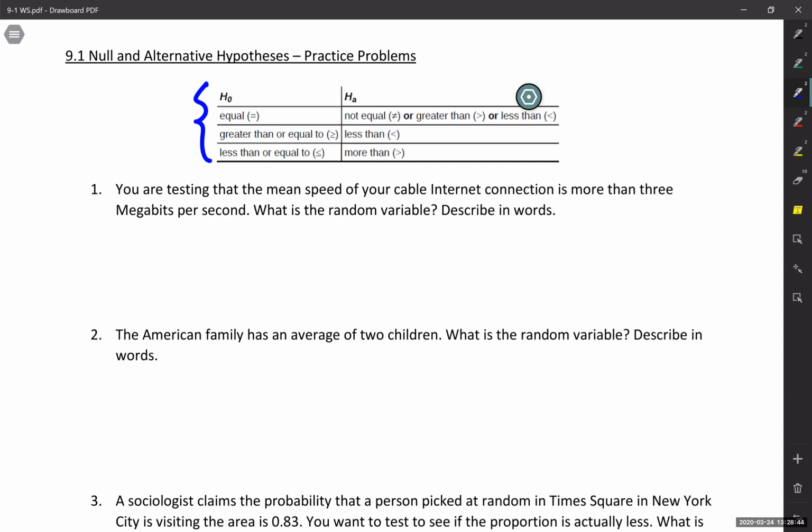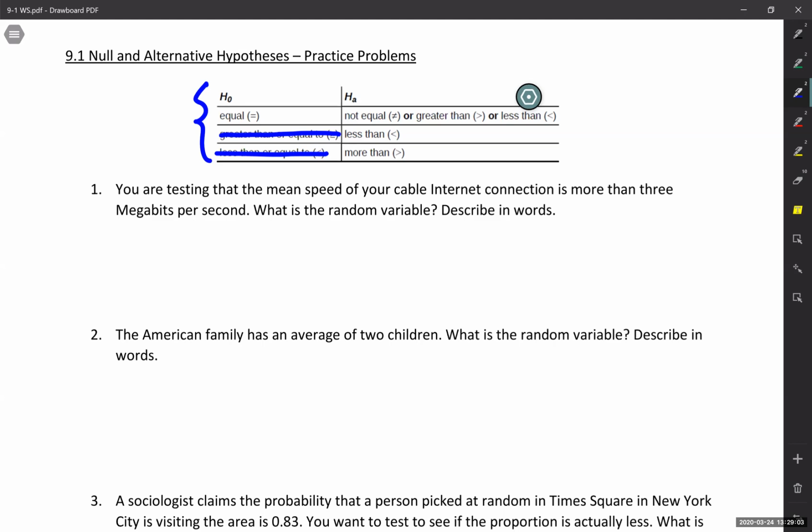I don't recommend the or equal to. I do recommend equal to. I don't recommend these two scenarios just because it's a lot easier as we get into hypothesis testing to say the null is always equal, and then let's see what the alternative says.